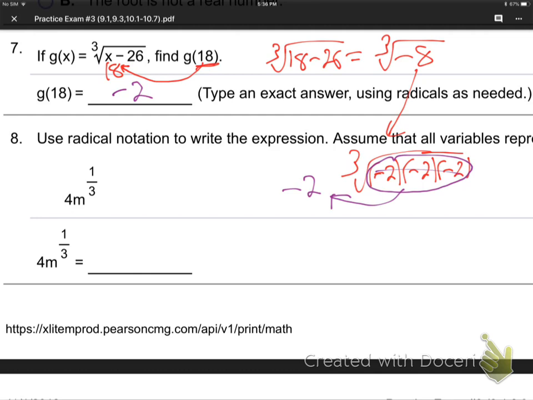There's nothing left in the root. It's a 3 for 1 deal. Ships out a single -2. Nothing left in the root. The root vanishes.